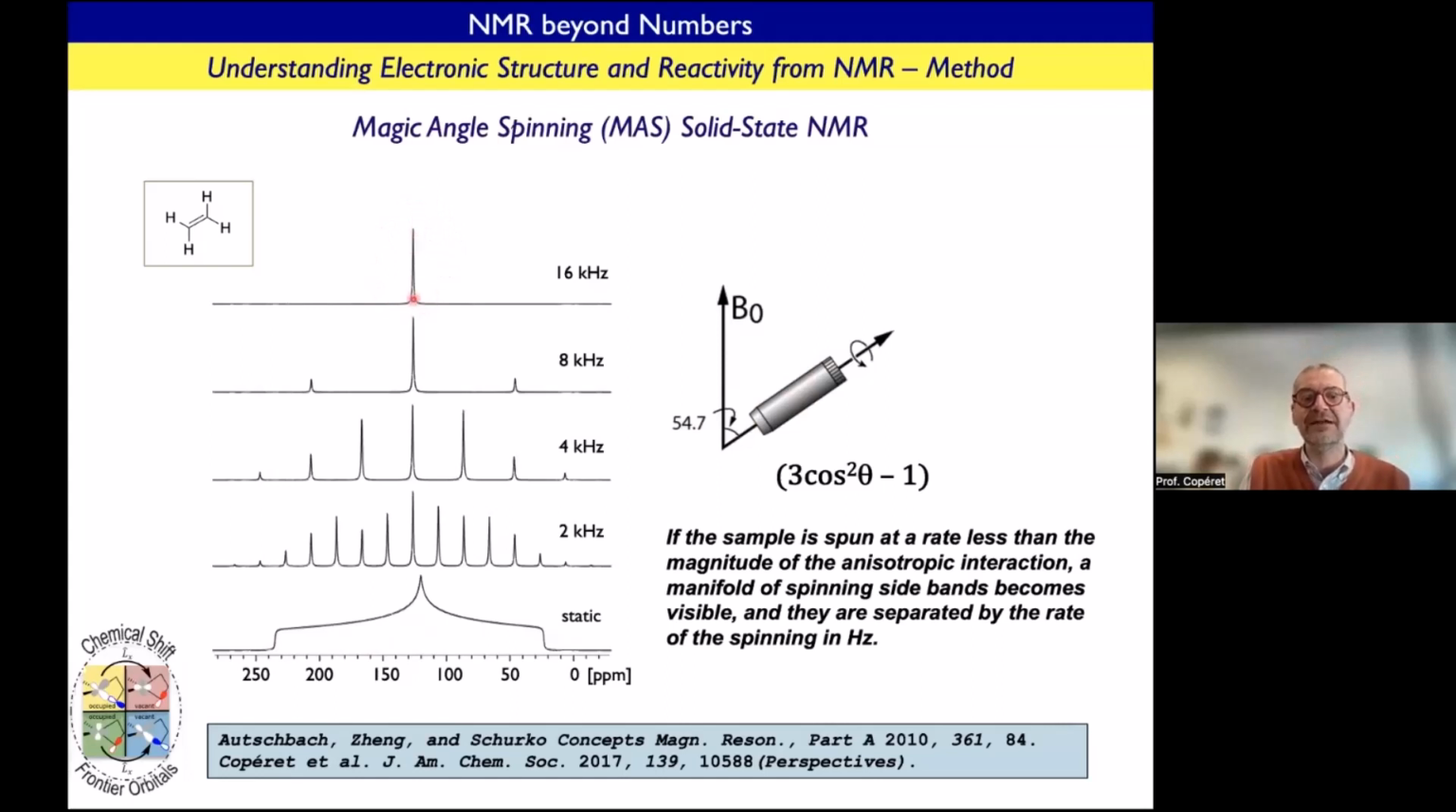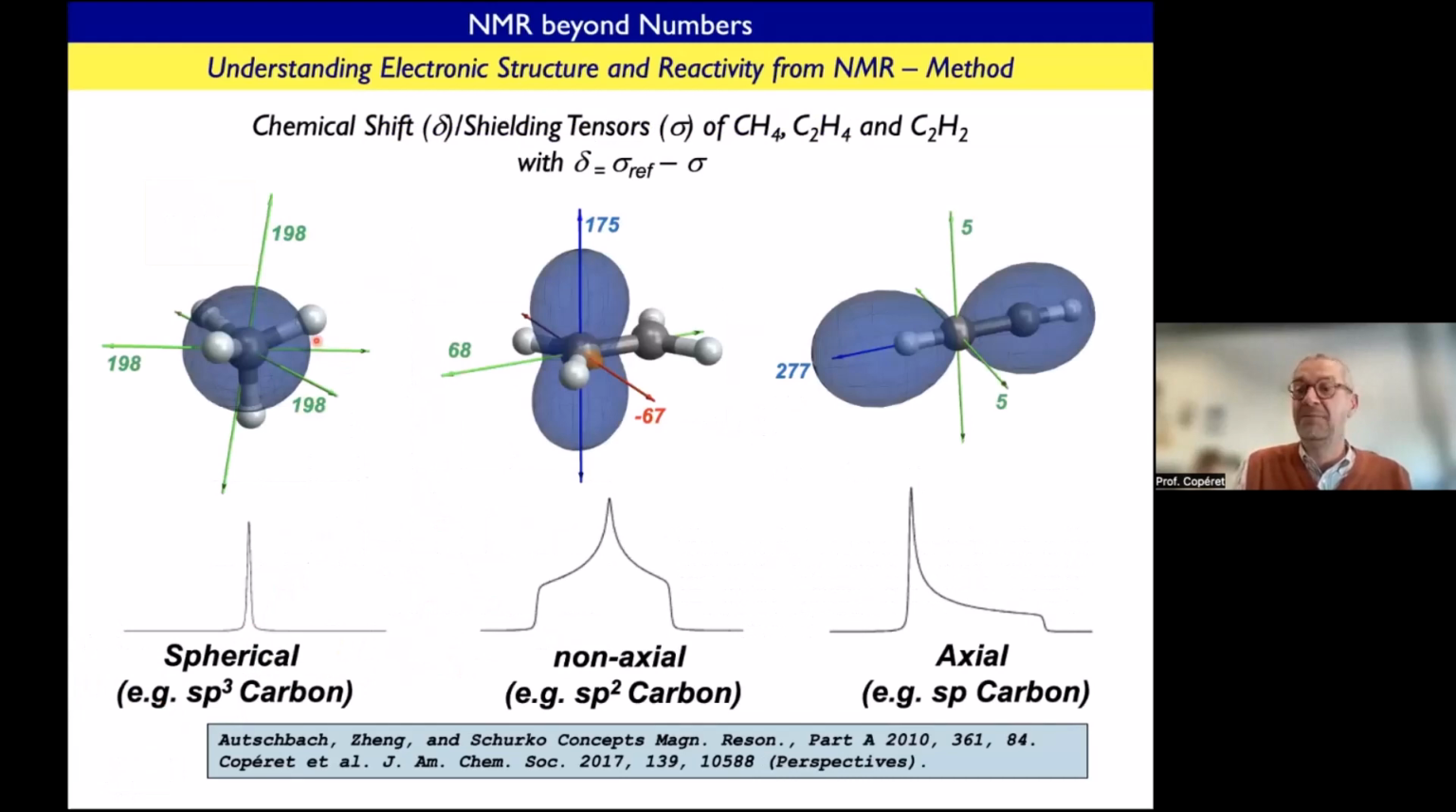But at any spinning rate intermediate between static and very fast spinning, you will get this spike. And the distance between these two peaks corresponds to the spinning rate of your rotor. And you can see that as you go down in spinning rate, you start to reconstitute the shape of the so-called chemical shift tensor. Okay, and in fact, this shape is very much dependent on the hybridization of your carbon.